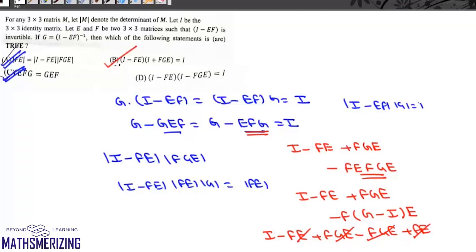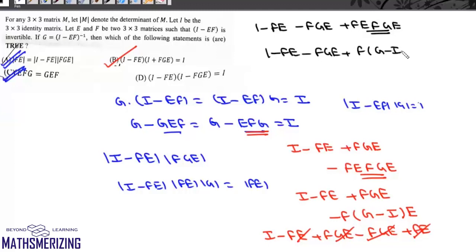Now if we look at this option D, it is 1 minus FE minus FGE plus FEFGE. Now again we write EFG as G minus I, so it will be 1 minus FE minus FGE, and it is F and EFG is G minus I into E, so it will be 1 minus FE minus FGE minus FE. Now FG will cancel, 1 minus 2FE, that means this option D is incorrect. So the correct options are A, B and C.